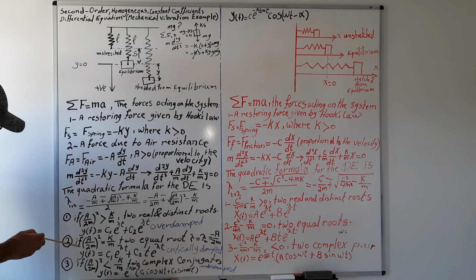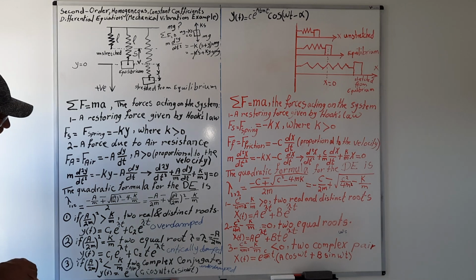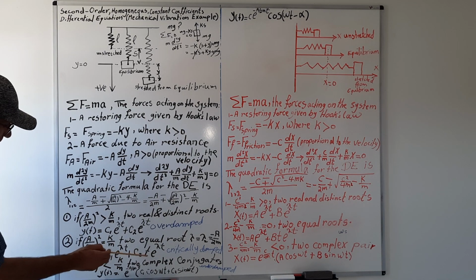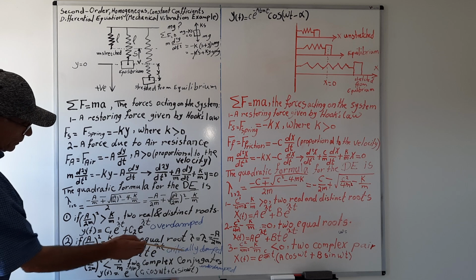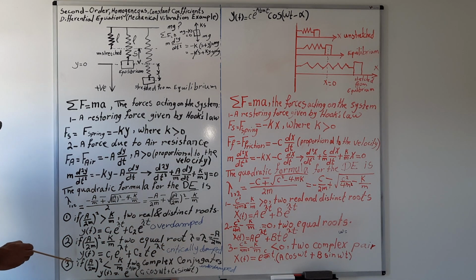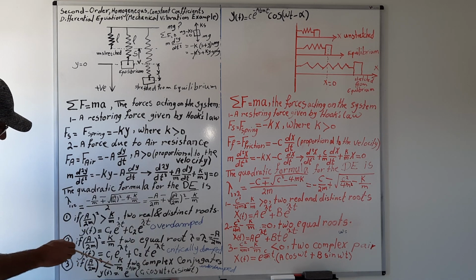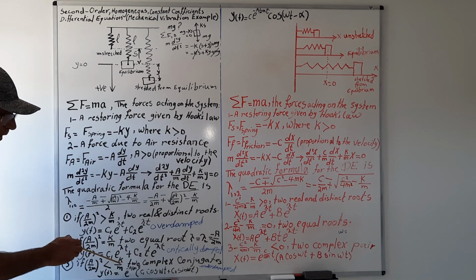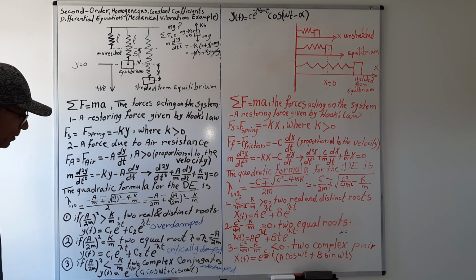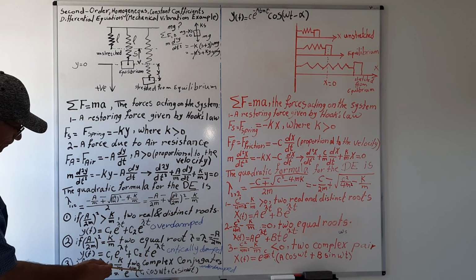Second one, if a over 2m squared equals k over m, two equal roots. And the solution here has another t here. This is critically damped. Third, if a over 2m squared is less than k over m, we will have two complex conjugate roots, and the solution is here.